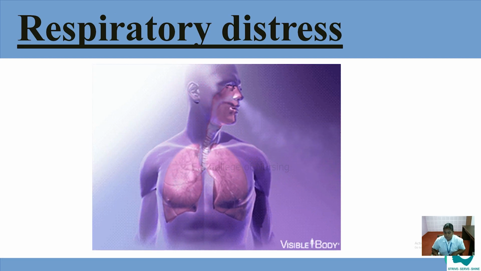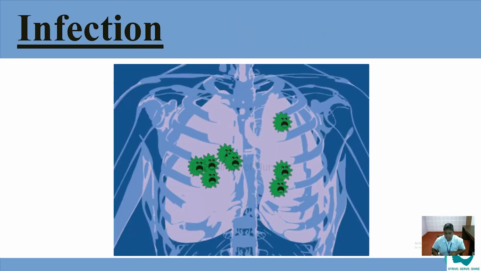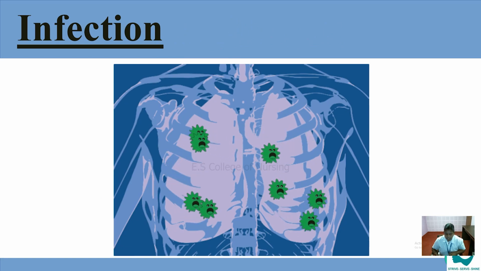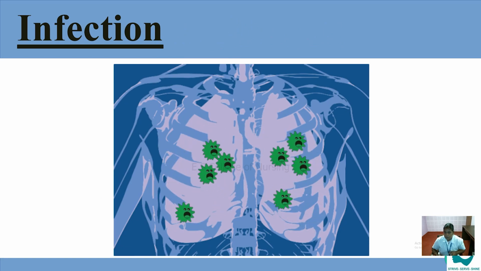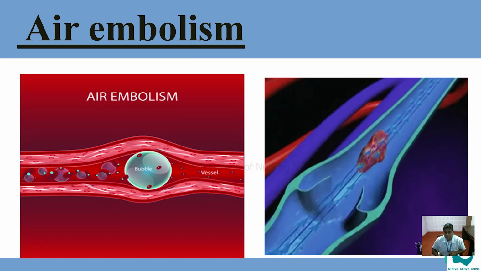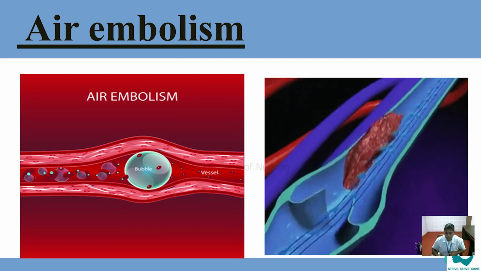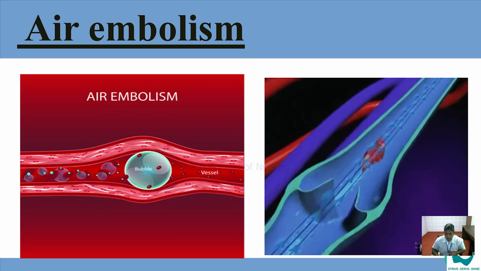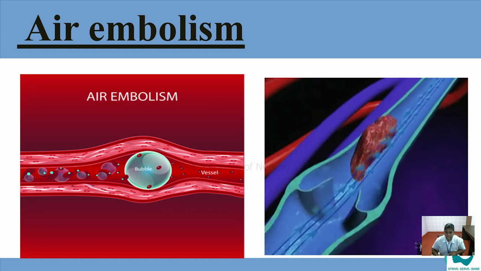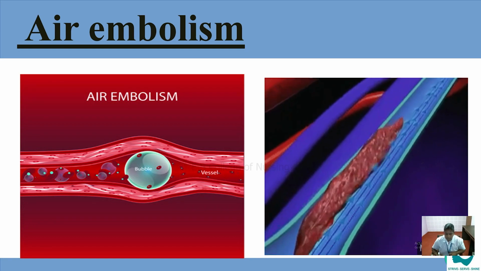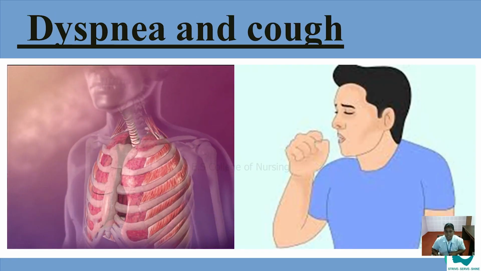And next one is respiratory distress, otherwise known as ARDS, in which fluid collects in the air sacs of the lungs, depriving the organs of oxygen. That is respiratory distress. And next one is infection. Infections may occur due to the procedure. And another one is air embolism. Air embolism is a blockage of blood supply caused by air bubbles in the blood vessels. That is air embolism.